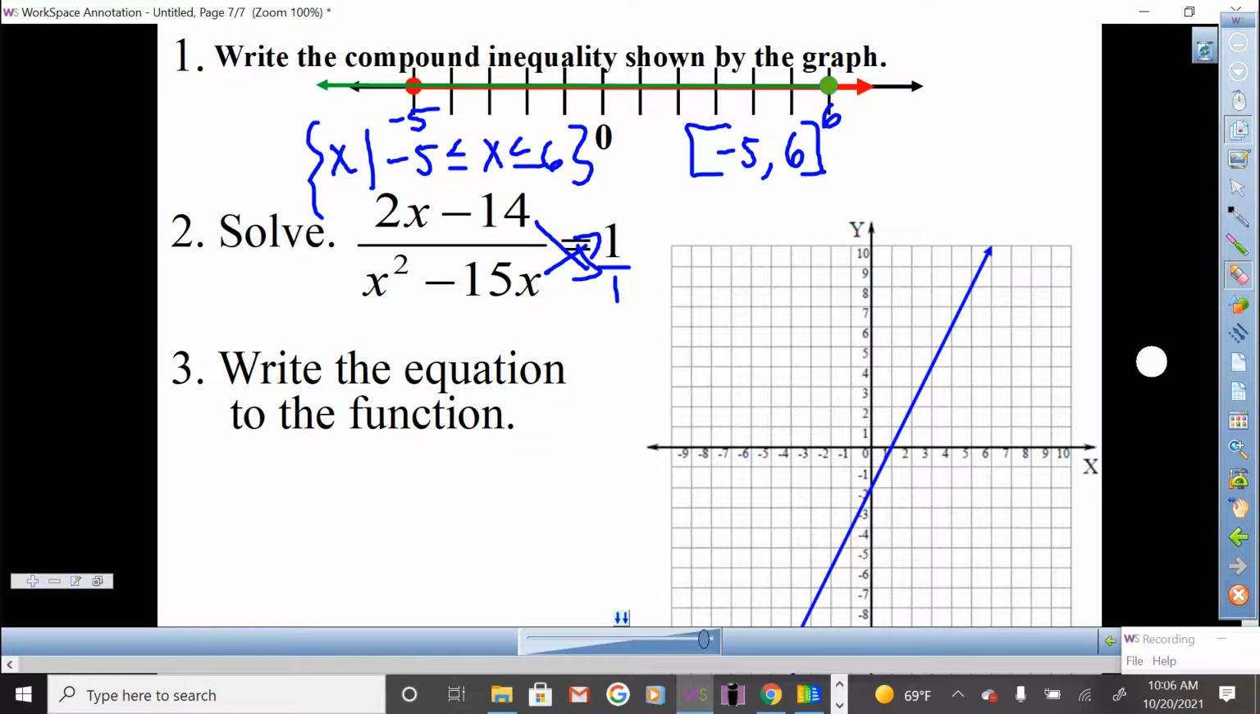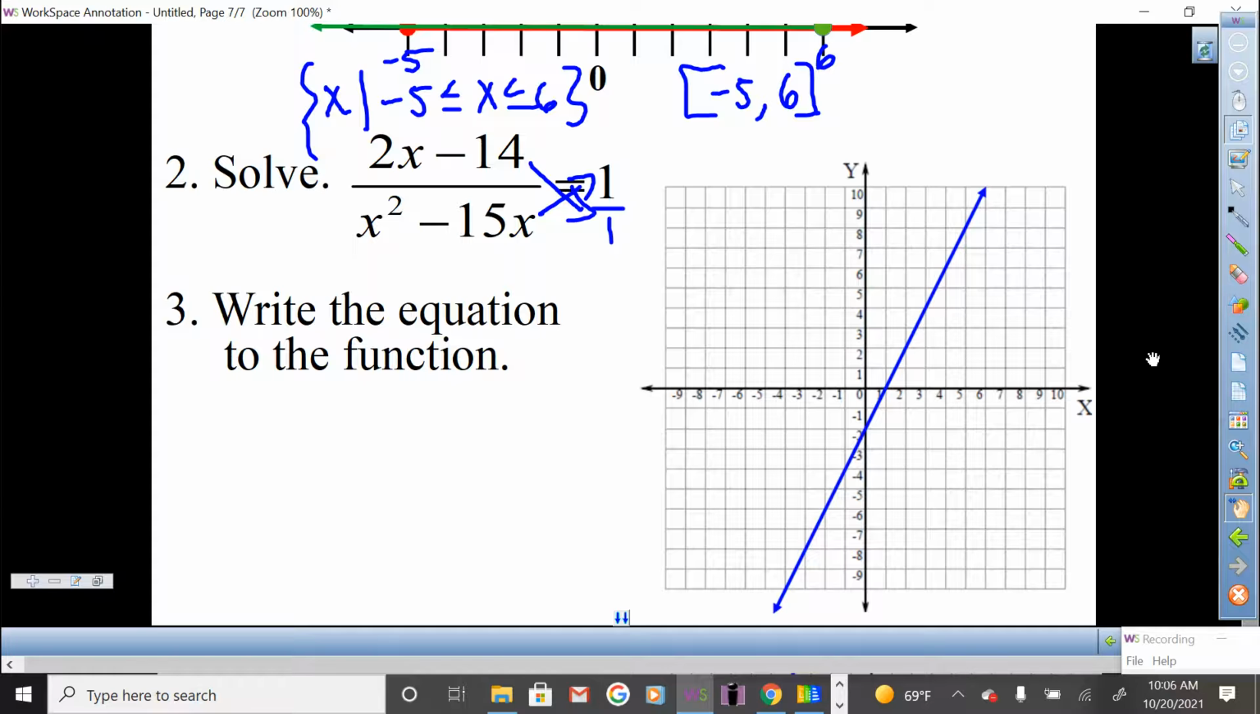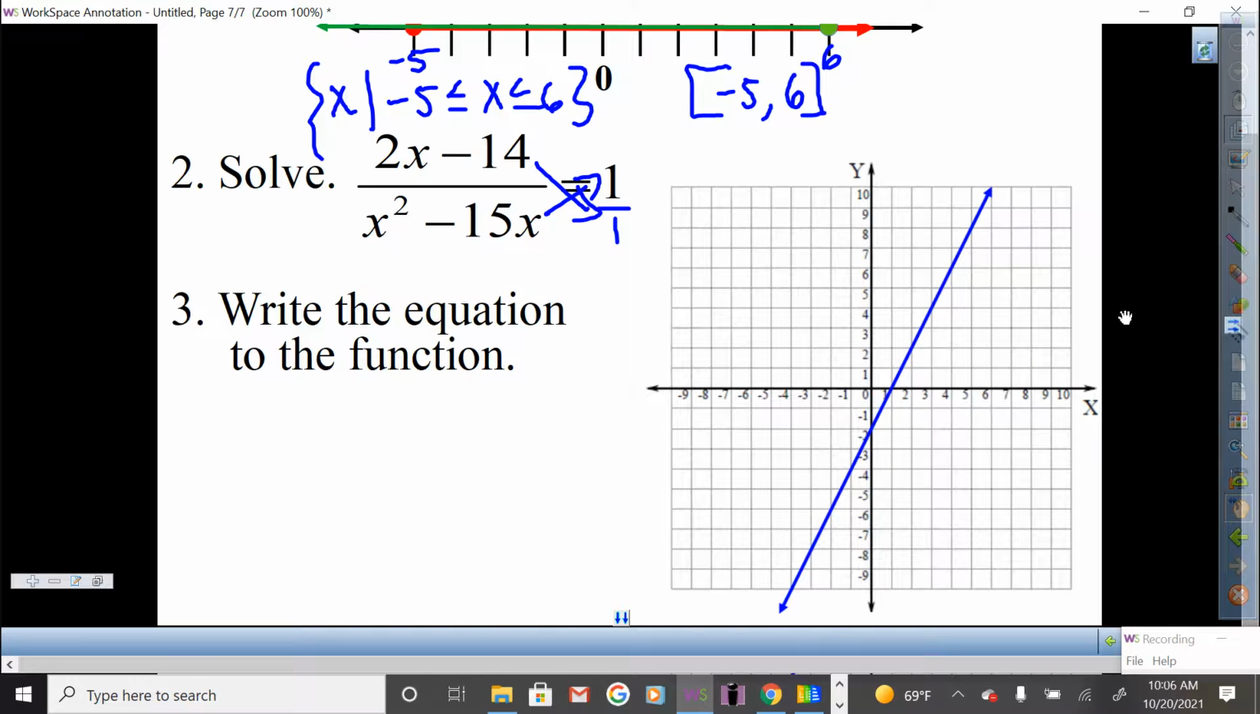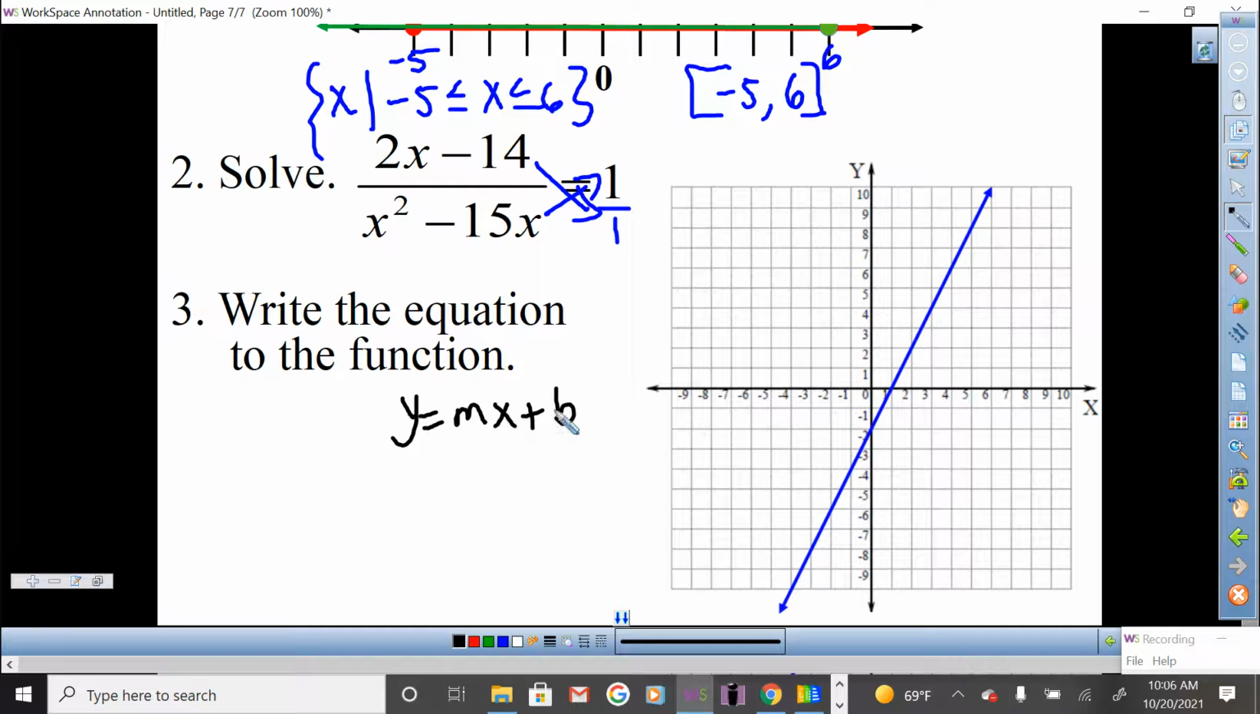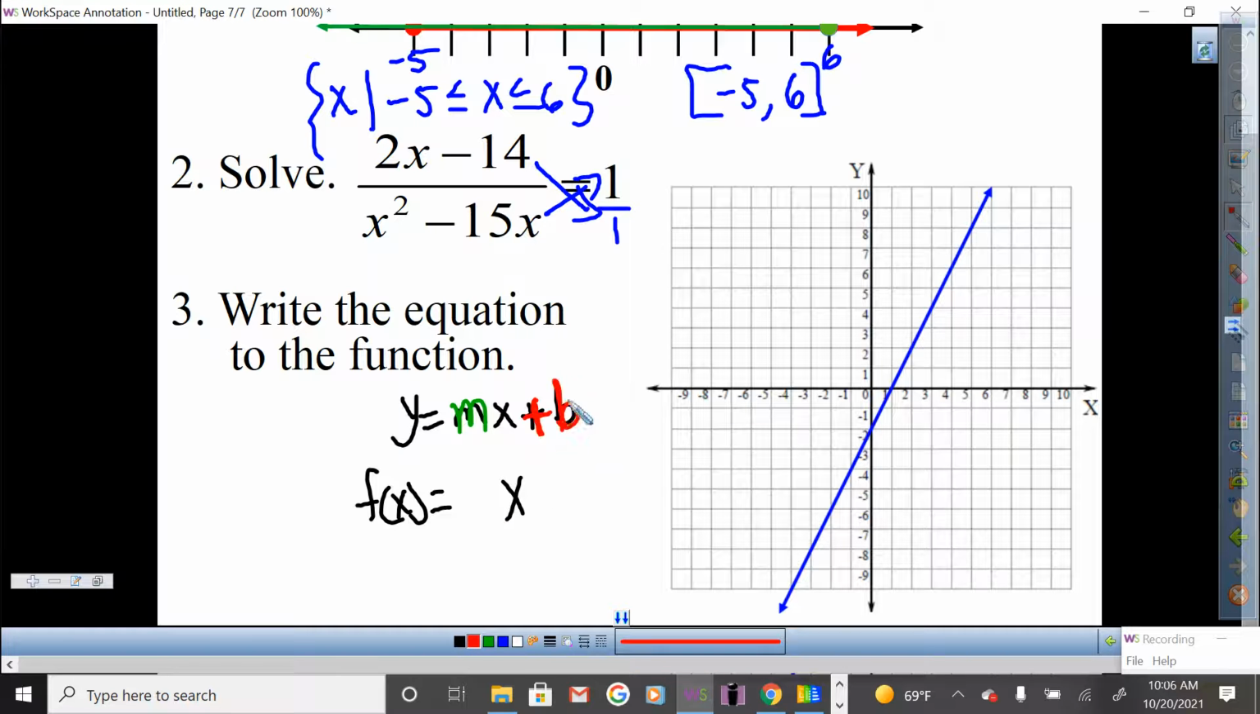Let me erase this. They're asking us to write an equation for the function. So what kind of function is this? It's a linear function. Yesterday we revisited and said we start with what? y equals mx plus b. But then we replace the y with f of x because now it's a function. I bring down the x. And now all I need to worry about is the slope and the y-intercept. So look at this blue line and tell your neighbor where it crosses the y-axis.